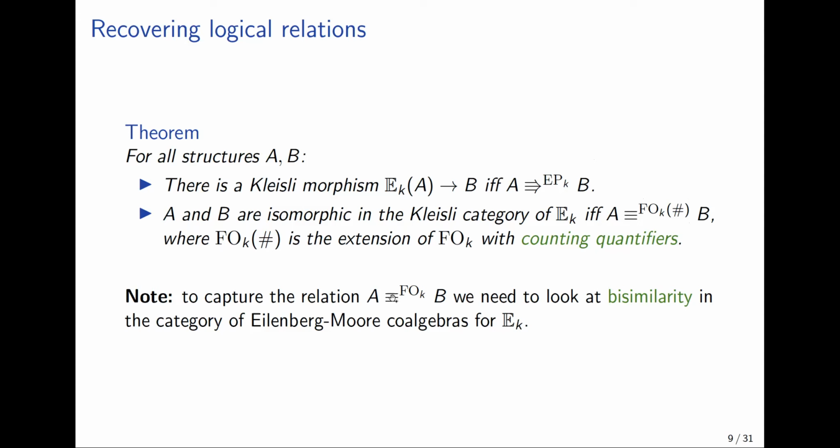But you may want to recover equivalence in all of first-order logic with quantifier rank at most k. It turns out that in order to do that, you need some more room. So you need to work in a larger category. You need to work in the category of all Eilenberg-Moore coalgebras for this comonad. And in that case, this equivalence is captured precisely by a certain notion of bisimilarity that I define in a few slides. But this motivates the question of what the coalgebras for this comonad are. Can we understand them a bit better?